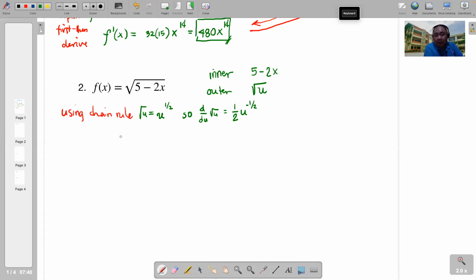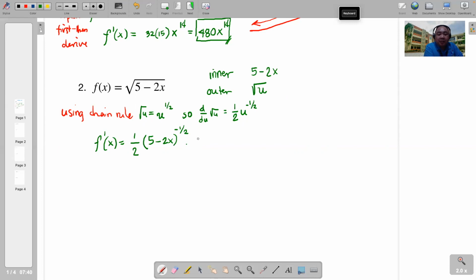That means that, remember, we're still dealing with the outer function. So f prime x is 1/2 times (5 minus 2x) raised to the negative 1/2. This is just the derivative of the outer function. Now, according to the chain rule, you have to multiply by the derivative of the inner function.